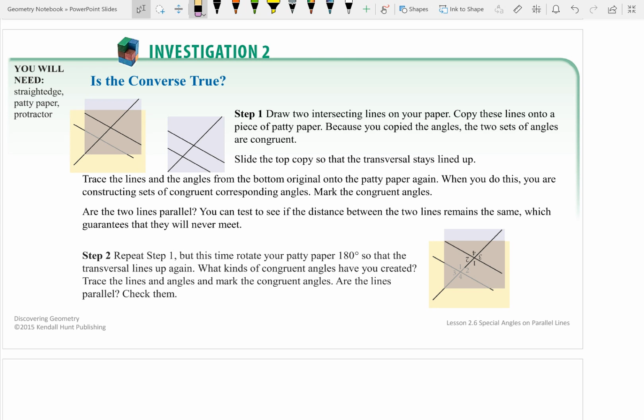When you do this, you are constructing sets of congruent corresponding angles. Mark the congruent angles. Are the two lines parallel? Meaning they'll never meet, right? So when you're doing this, you have it, and I slide it down, and I can see they're definitely congruent.